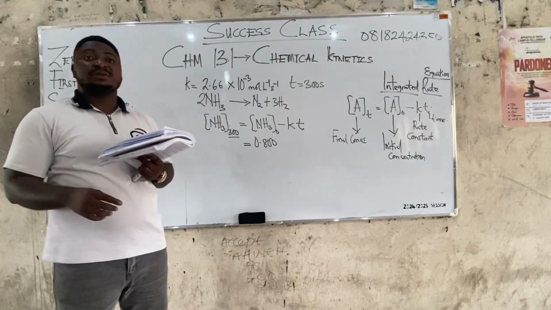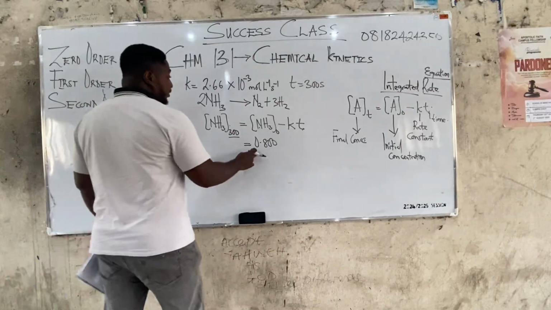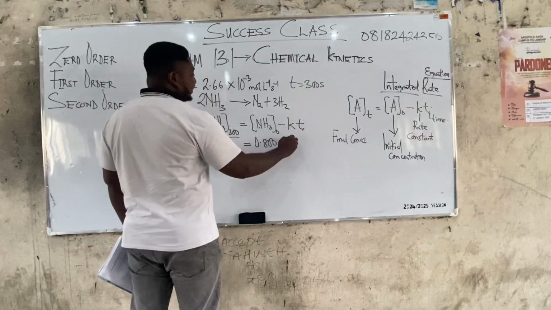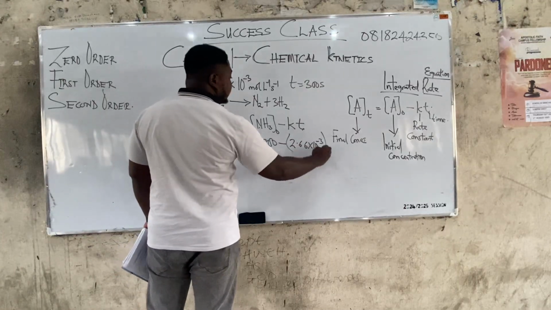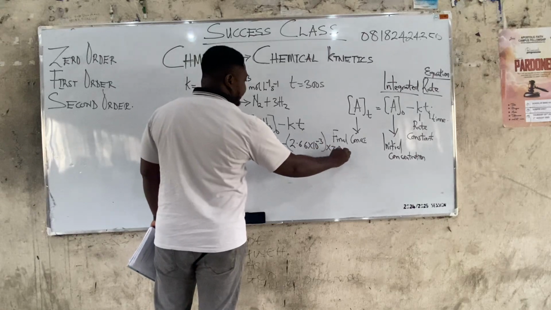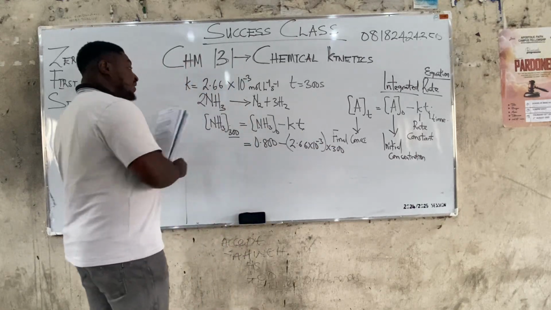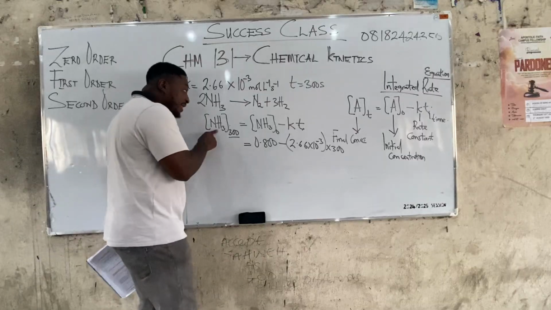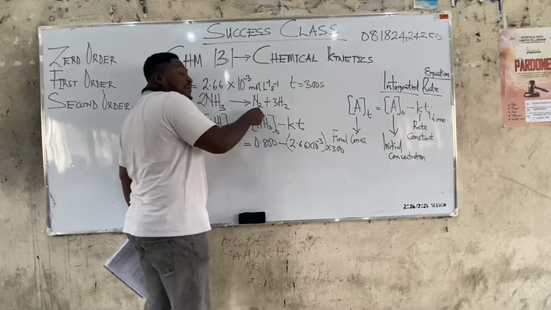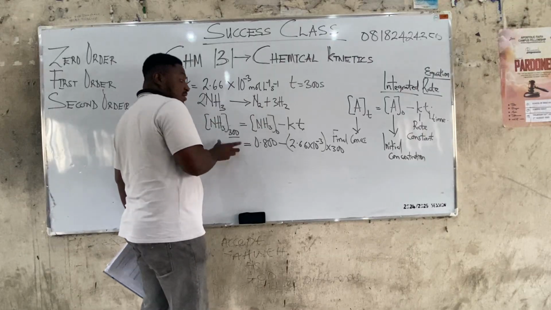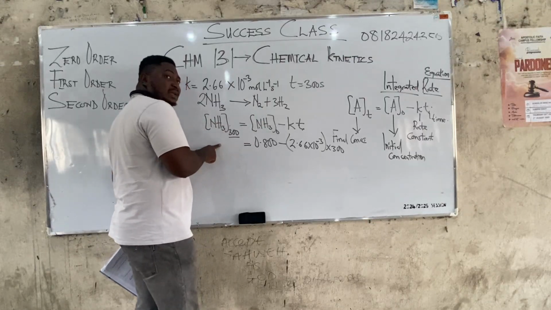So 0.800 minus K, which is 2.66 times 10 raised to power minus 3, times T, which is 300. This is the first one. So calculate the amount of ammonia left after 300. They are giving you the initial concentration. After 300.